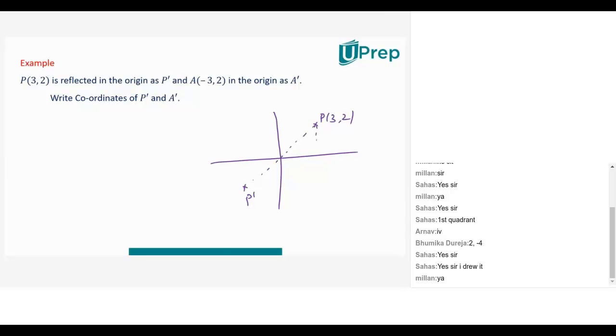So where is the point P 3, 2 here? We are talking about this example only. When I reflect it, it will go to the same distance. This is P dash. This height is 2 and this is 3. So this will be 3 units opposite, 2 units below. That's why P dash should be -3, -2.